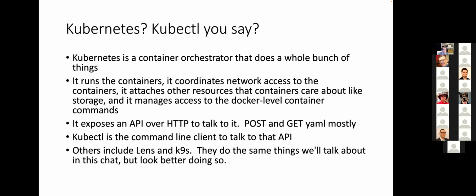That is a lovely API that can send and receive YAML documents and do the actual work on the command line. That's what we're going to be looking at mostly. There are alternatives to kubectl. Lens is one, K9s is another. They're basically doing the same thing. They're talking to that API. They are managing the deployments and the load balancers and whatever.